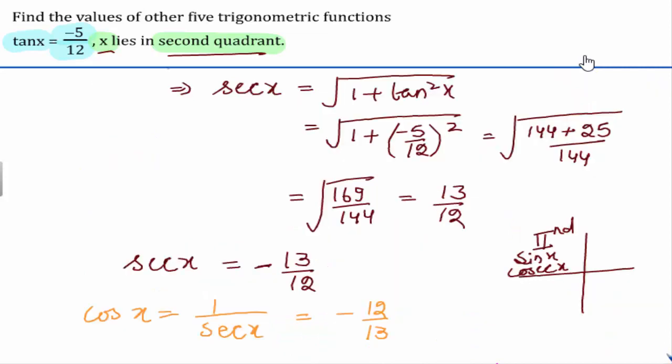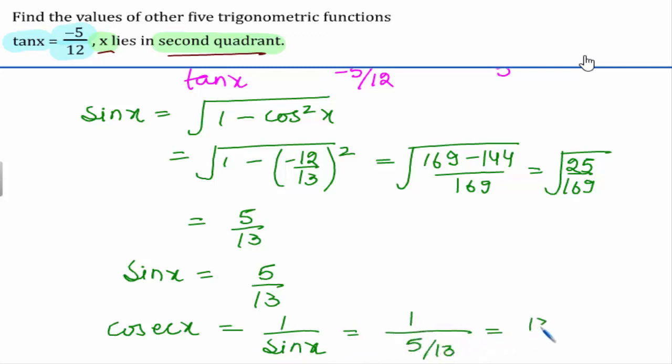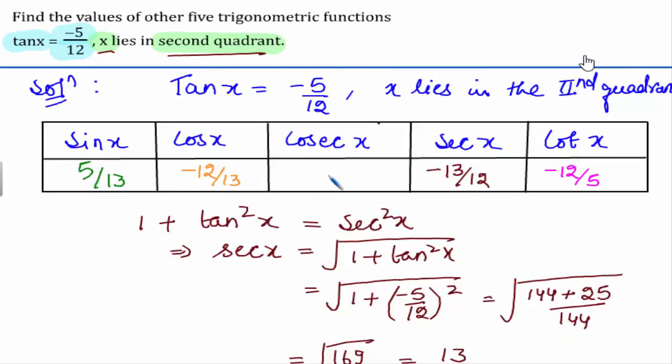And the value of cosec x is given by 1 upon sin x, that is 1 upon 5 upon 13, which is equal to 13 divided by 5. So the value of cosec x is 13 divided by 5. So thus we have found the values of the other 5 trigonometric functions. This completes the solution.